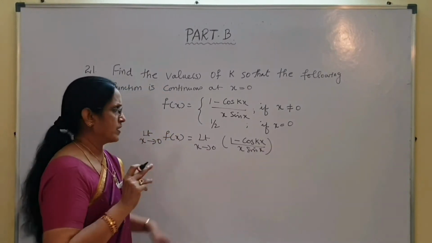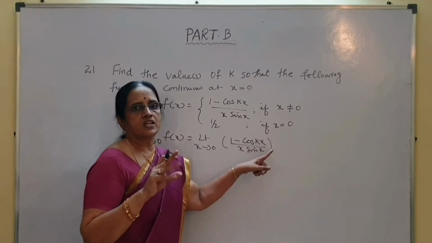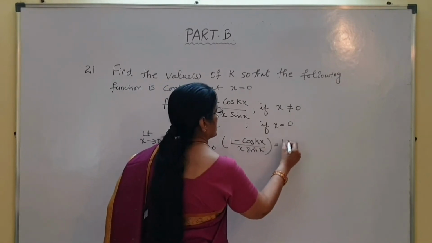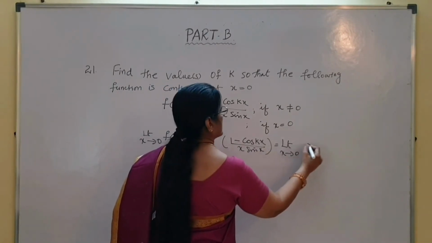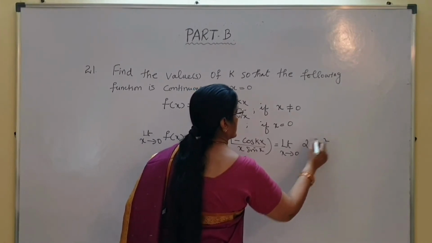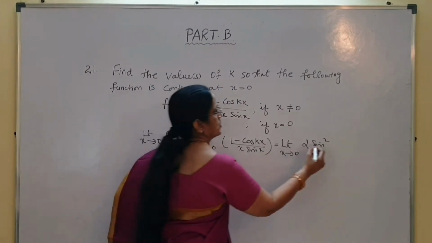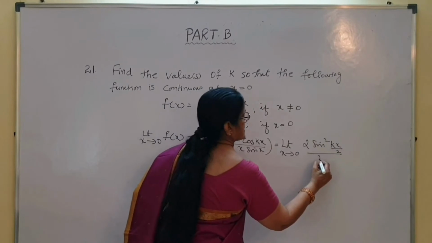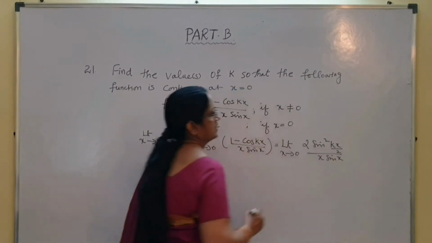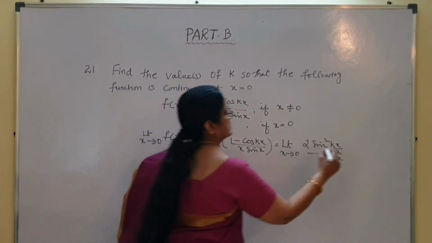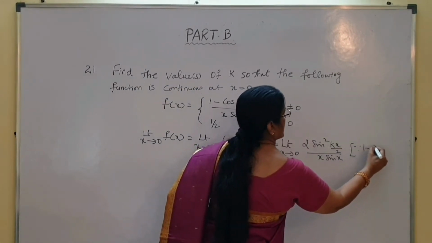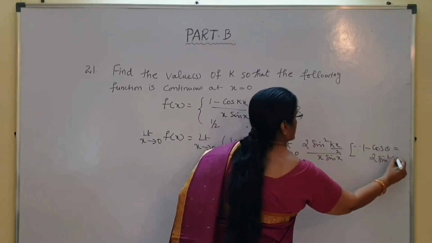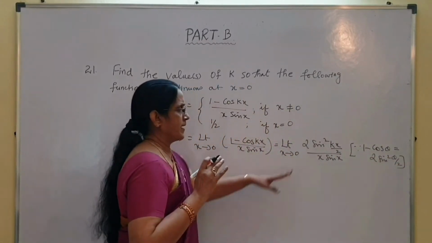Here I am going to make use of the formula 1 minus cos theta is equal to 2 sin square theta by 2. So when I use that formula, I will be getting limit x tends to 0, 2 sin square, theta here is kx, so kx by 2, by x sin x. So that is the formula I made use of.